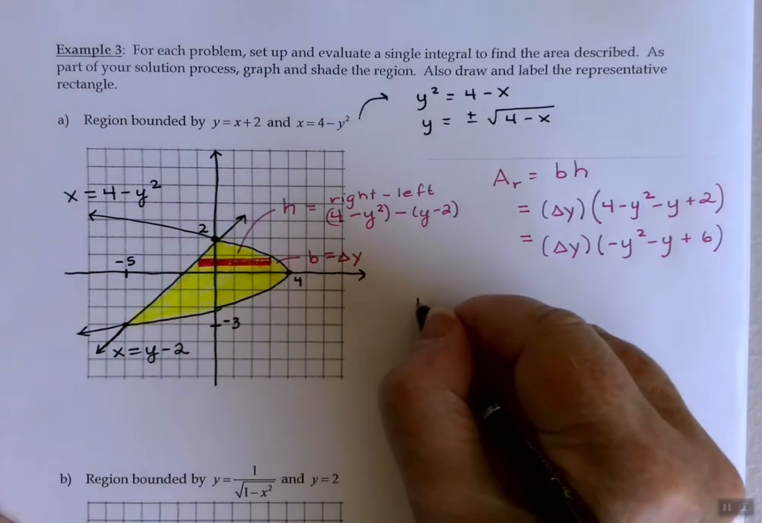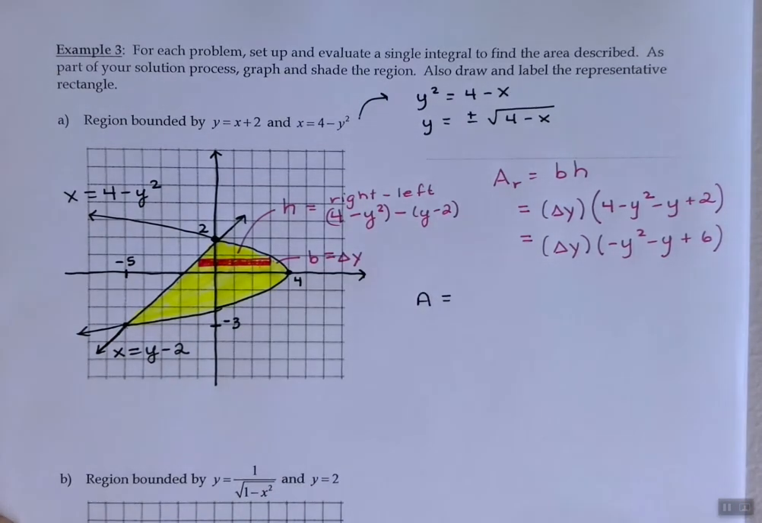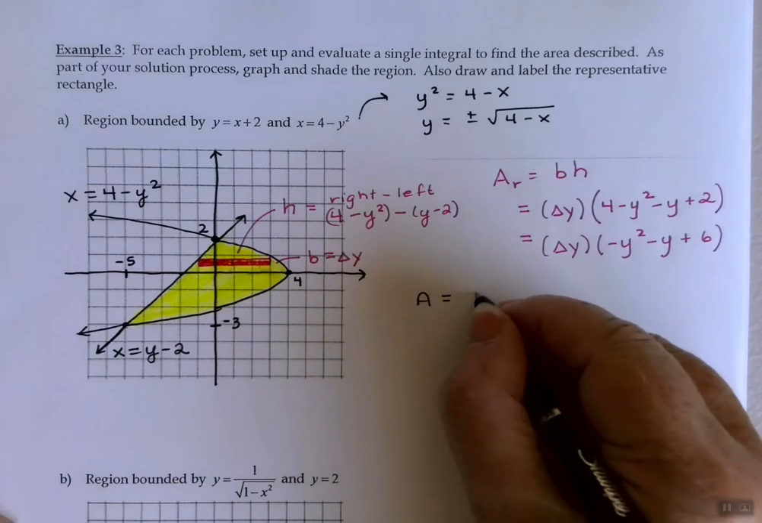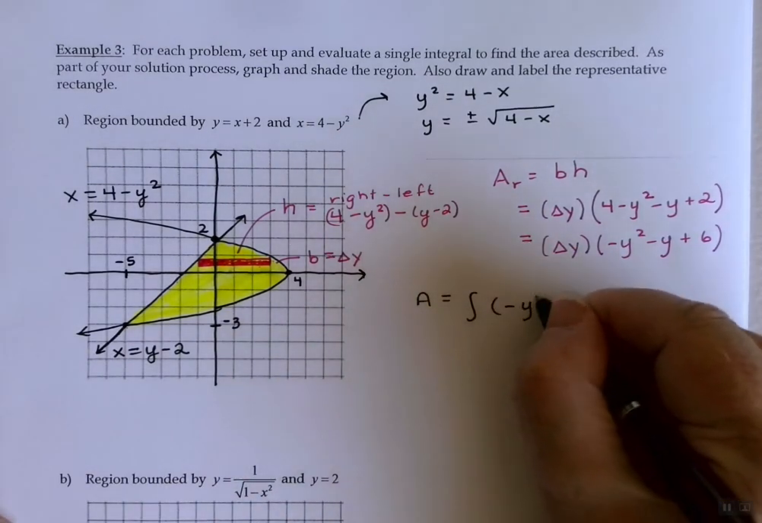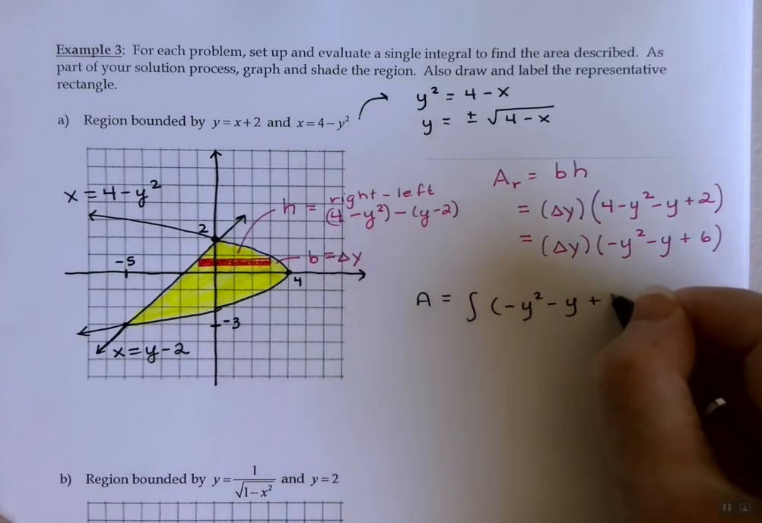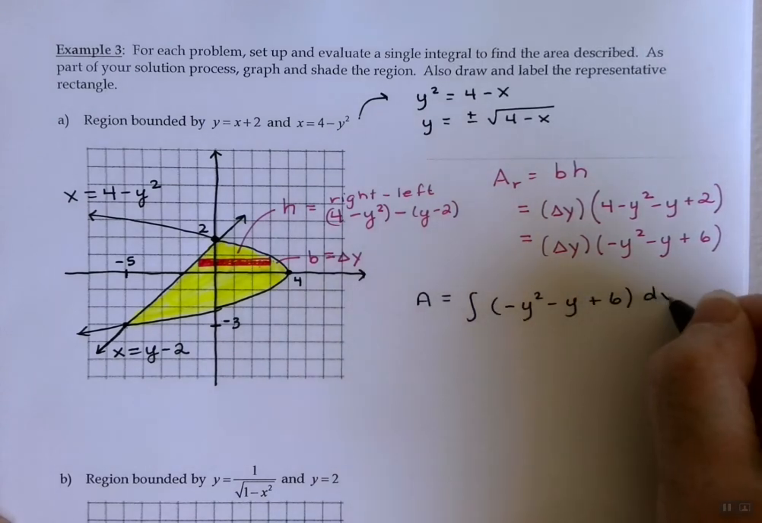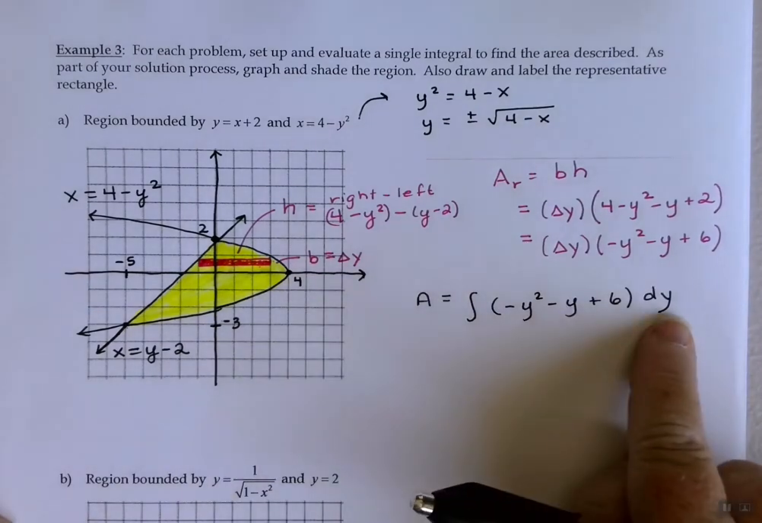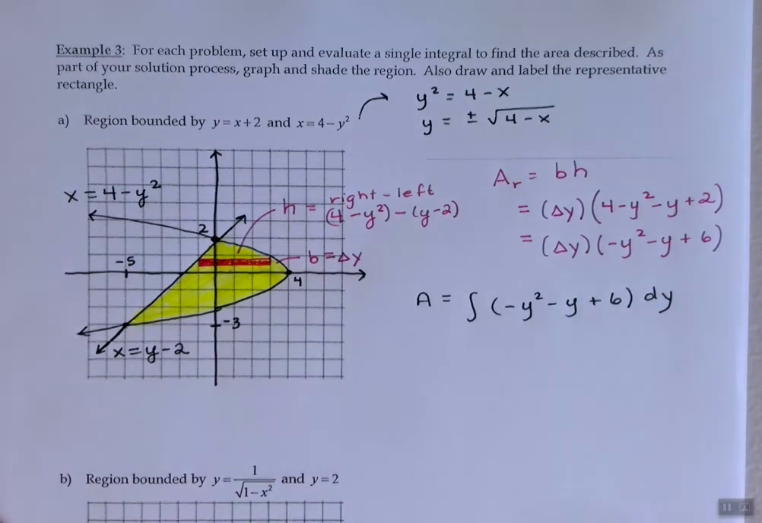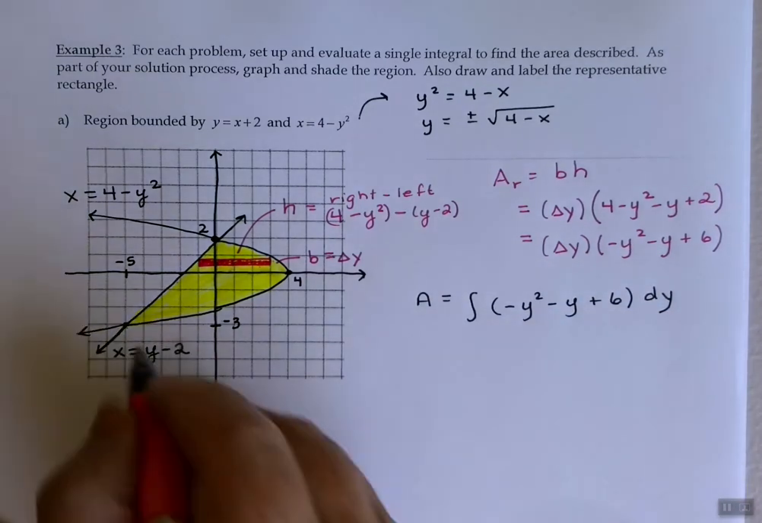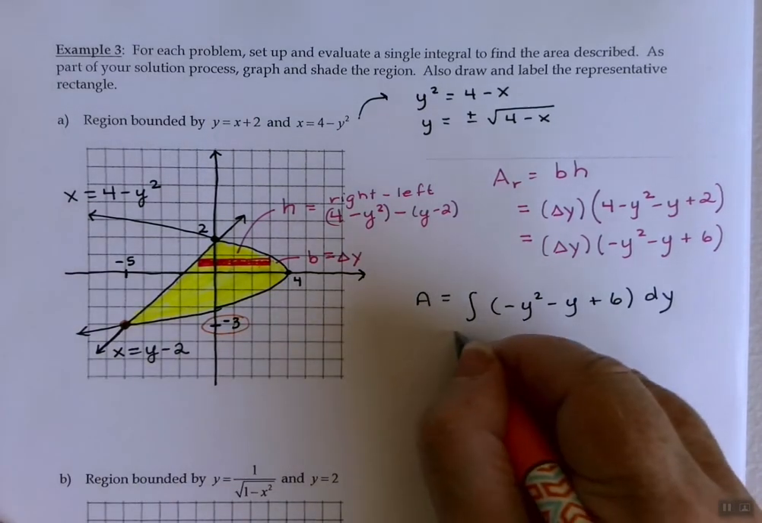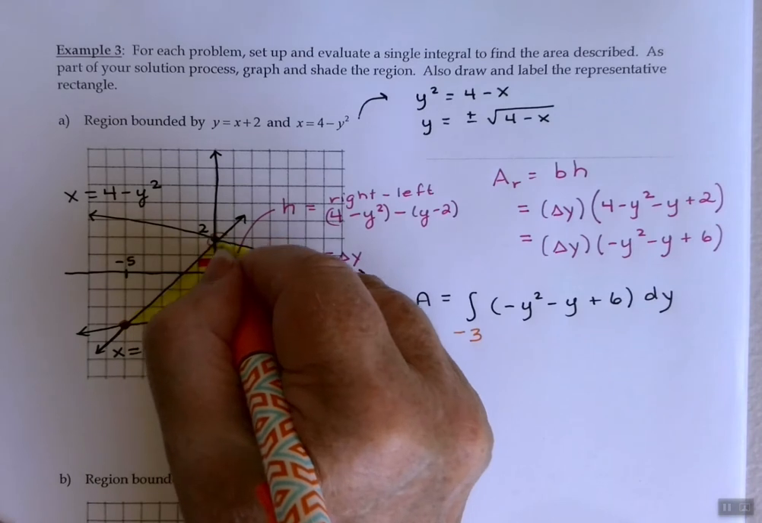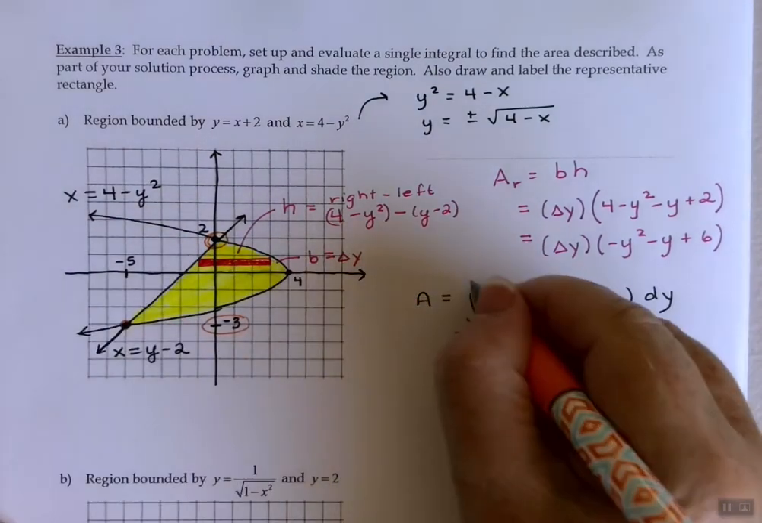Okay, I'm now ready to write down the area of the complete region. I'm going to need to integrate the area function from the rectangles. Delta y becomes dy. And since y is the variable of integration, I need the y values as my limits of integration. This point down here is at a y value of negative 3. And this intersection point up here, of course, has a y value of 2.